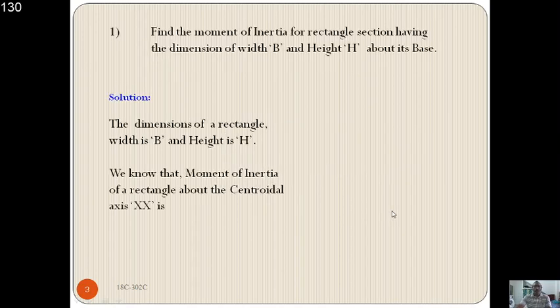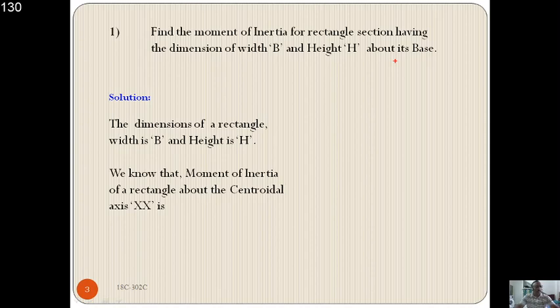Before going into the complete depth of the Z and channel section, let us again use the application of the parallel axis theorem in a simple basic figure to revise the parallel axis theorem. In this particular question, they are asking about the moment of inertia for a rectangle section having the dimension of width b and height h about its base.